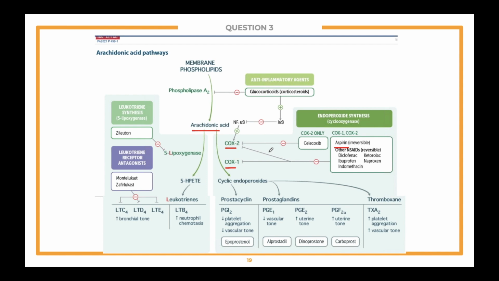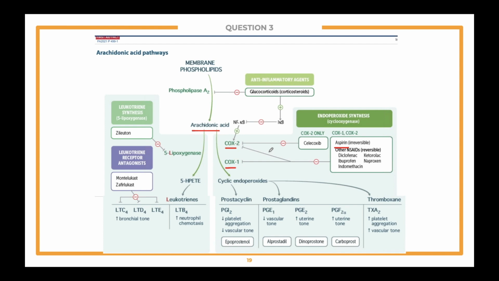If you look at the other answer choices, they are all on the right side of this table. Prostacyclin, prostaglandin D2, E2, thromboxane. So all of these are on the right side of that pathway. So you would actually have less of that in your blood.